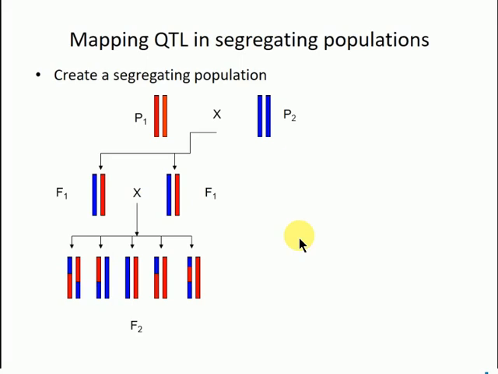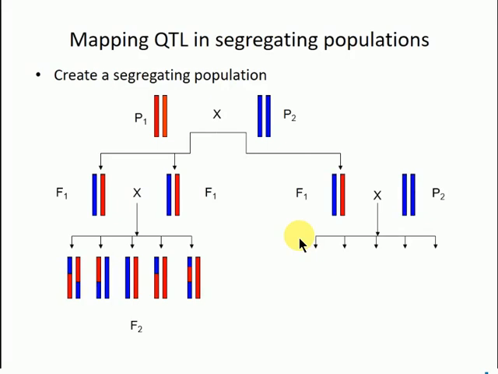So this is one type of segregating population. And also, you can create a segregating population in another way. Again, you're using your F1 individual, and this F1 is backcrossed to one of the parental lines, for example, here, backcross to P2. And then the generation you get is the backcross population. Again, in this population, the population contains recombination and segregation of their parental chromosomes.